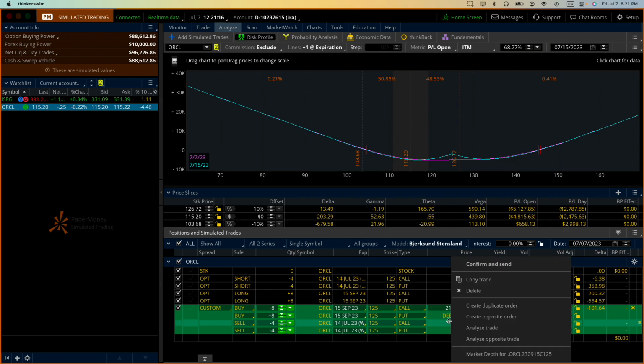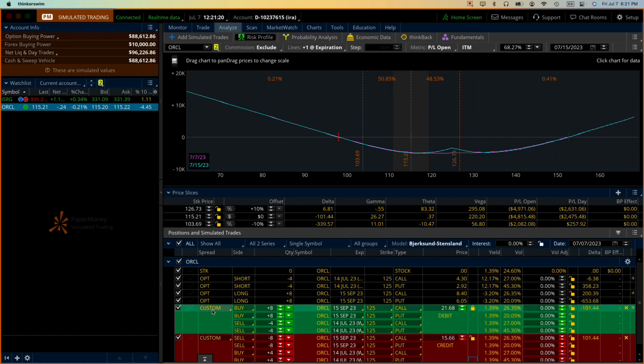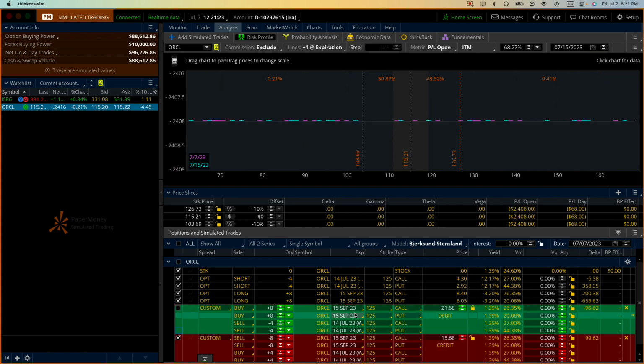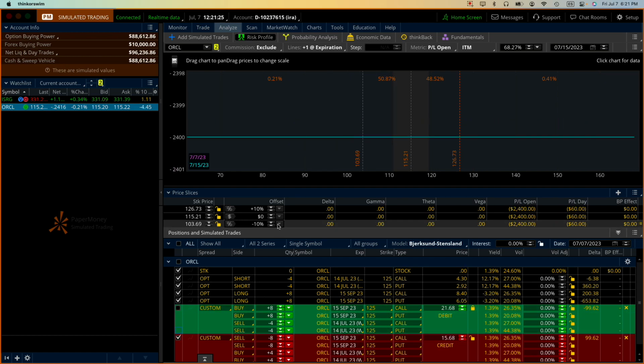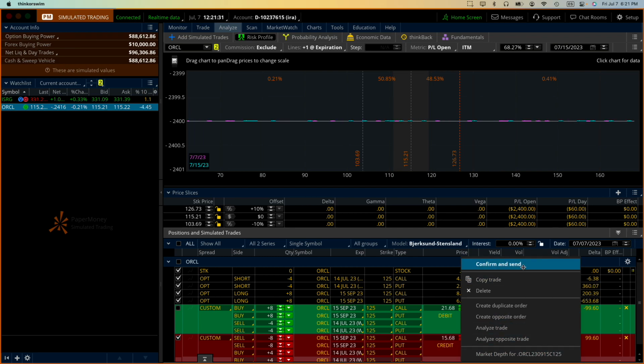How I do that, I say analyze opposite. And you see that without my simulation here, I will indeed close the trade because it will generate this flat line. And yeah, let's take the loss as well.